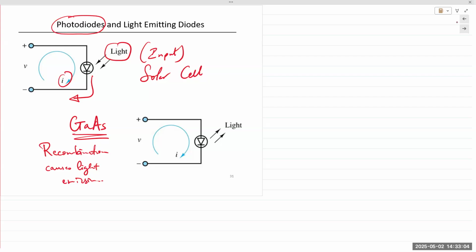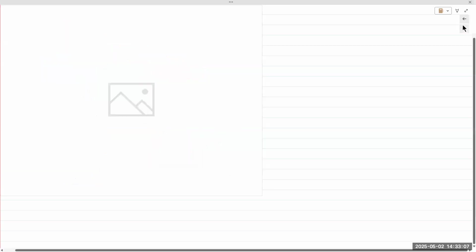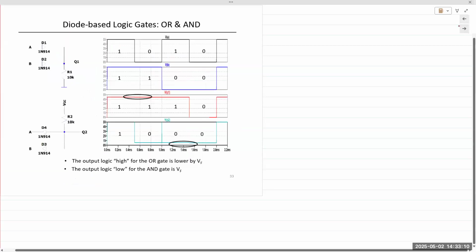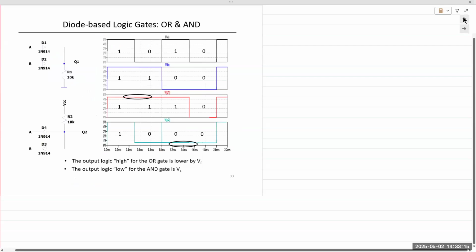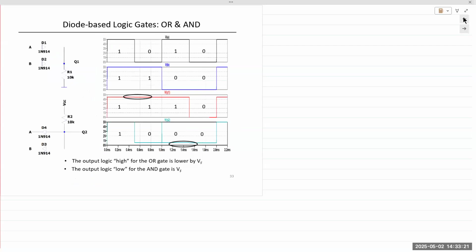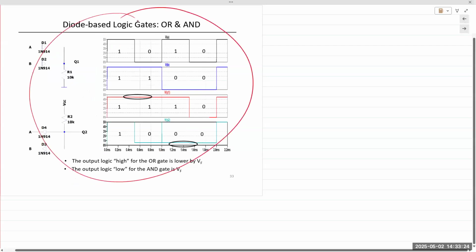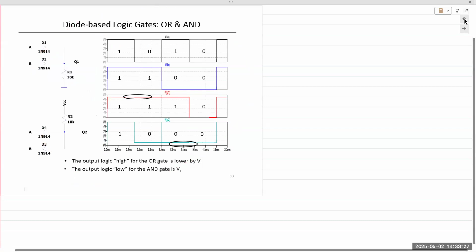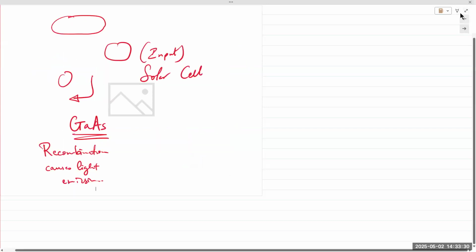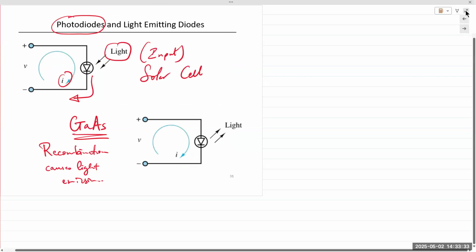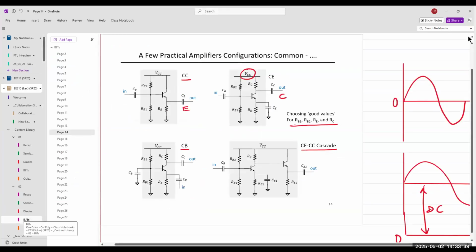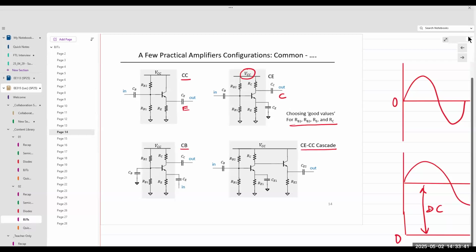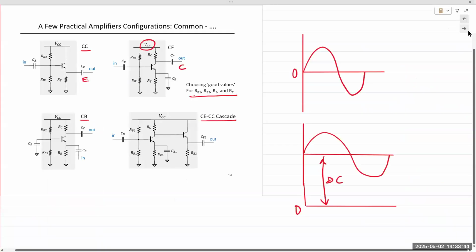Okay, so that is the end of the material we want to cover. There is some further reading. There's actually quite a bit of further learning if students wish to do that. It's already there in the class notebook, but I will consider that as outside of the class material. There's only one slide, and I will come back to this when we cover logic gates, if time permits. Again, that's part of the further learning. So for now, call that an end and pick up on BJTs, bipolar junction transistors.